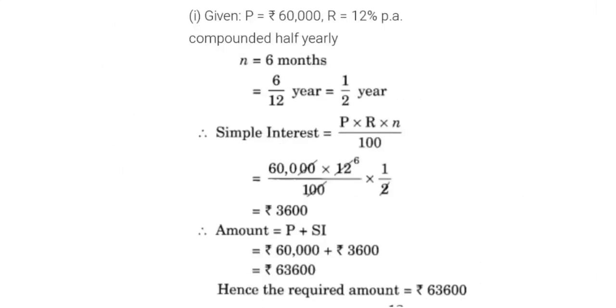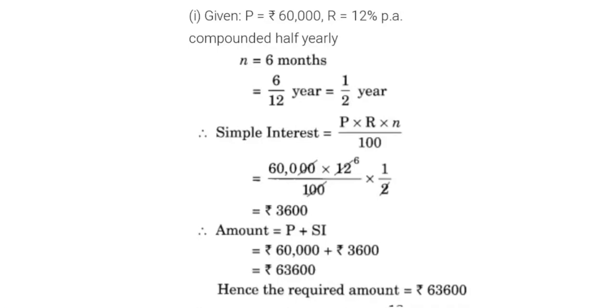So here principal is given 60,000, rate of interest is given 12%, and compounded half yearly is given. It means the time period is 6 months. This 6 months we have to convert into year, so we will divide it by 12. So time is half year.